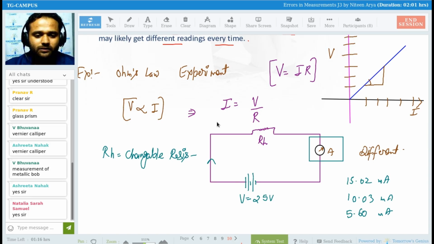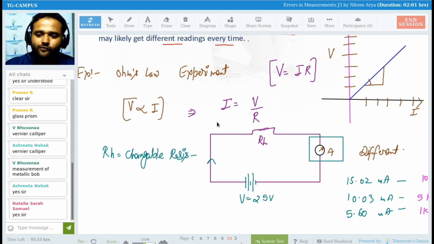Now instead of Samyukta, Sara is doing it. For the same setup and the same resistance, I'm not going to give you the mathematical clearance, but suppose it is 10 kilo ohm, then 5 kilo ohm, then 1 kilo ohm.